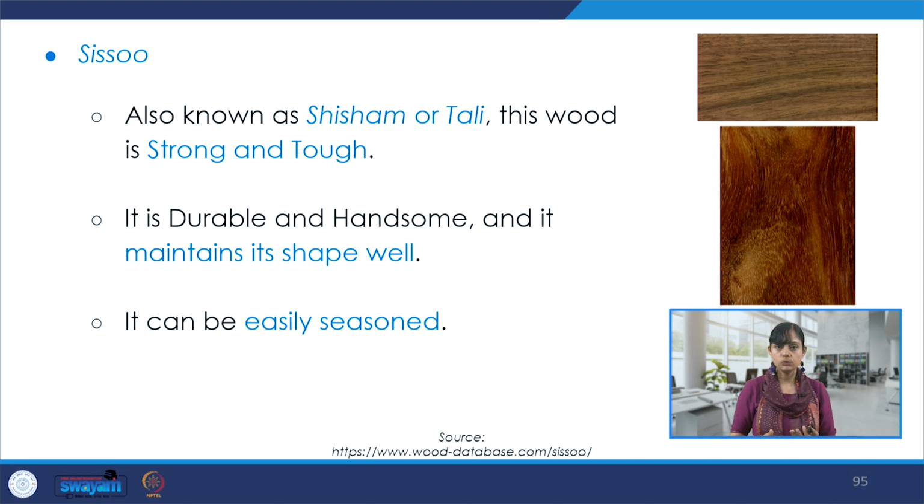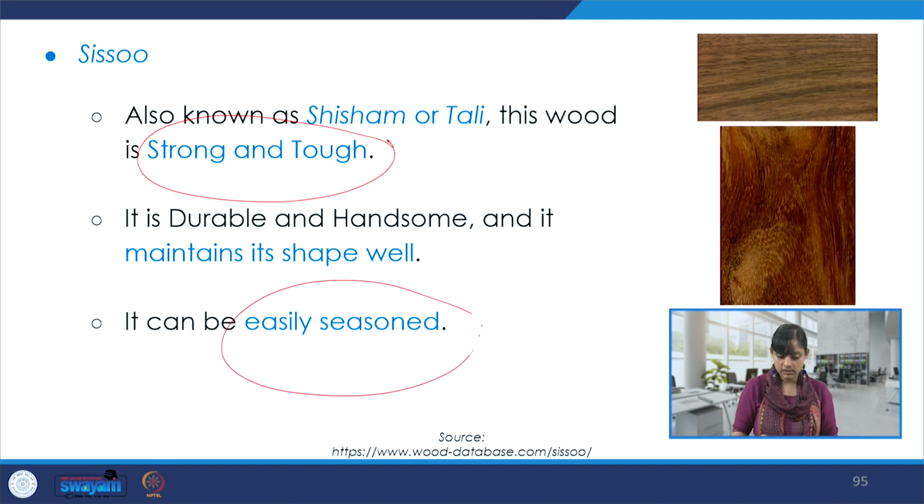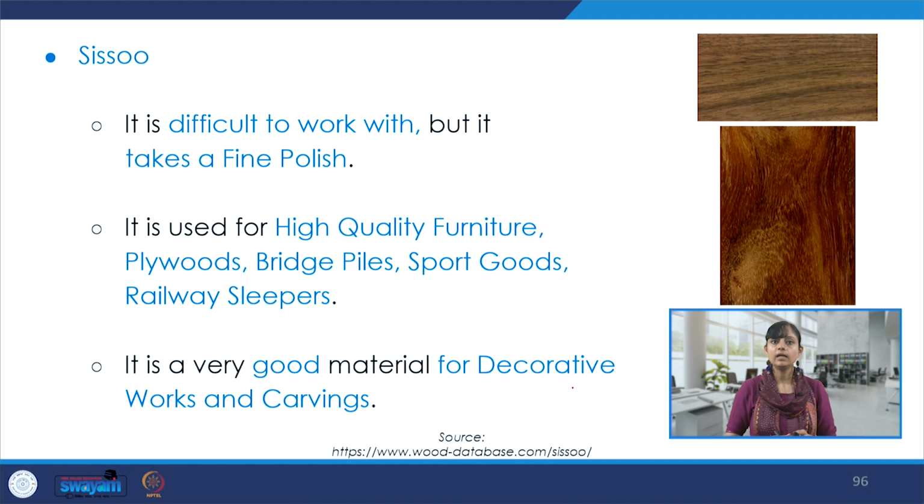Another one is sisu, which is also known as shisham or tali. It's a strong and tough local wood, indigenous variety, quite handsome, maintains its shape well, easily seasoned. So a lot of advantages actually. And it is difficult to work with, but it takes a fine polish. It is used for high quality furniture. That's an interesting advantage again. It is a very good material for decorative works and carvings as well.